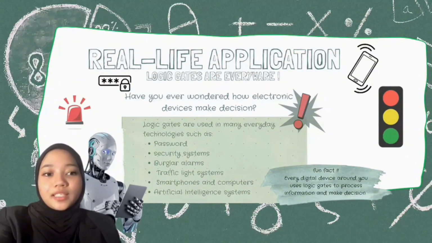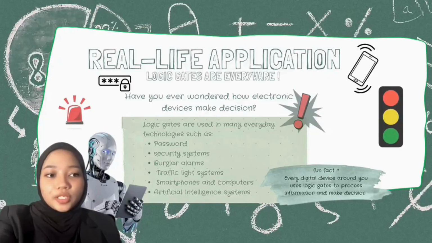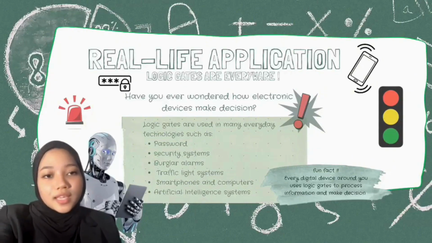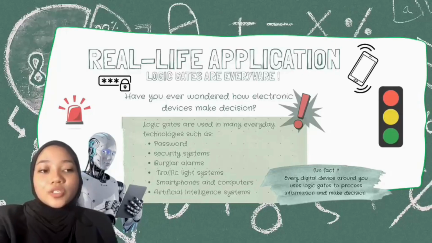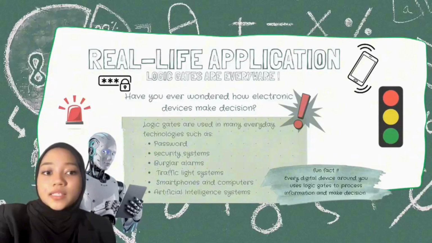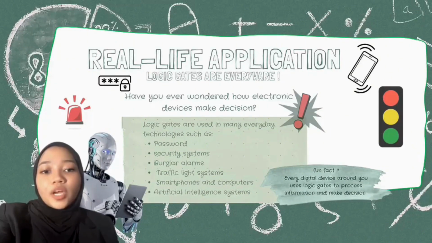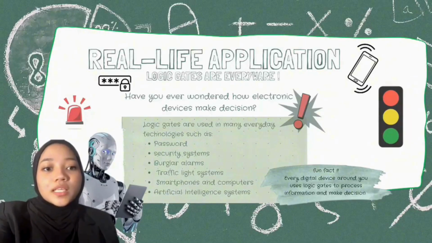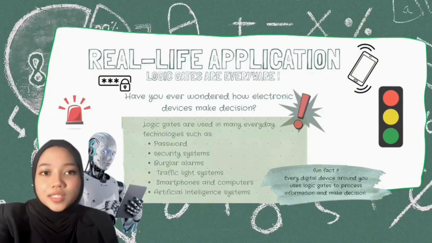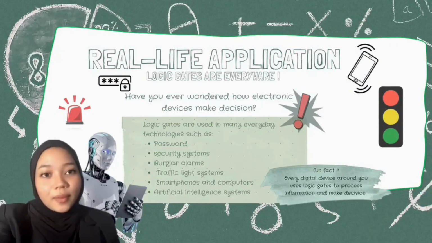I am excited to show you how all the theory we have discussed so far actually applies to the real world. Have you ever wondered how electronic devices make decisions? The truth is logic gates are absolutely everywhere. They are hidden in plain sight, forming the foundation brain of daily technology like passwords, security systems, burglar alarms, automatic street lights, and even advanced computing systems. Every digital device around us is constantly running this logic.